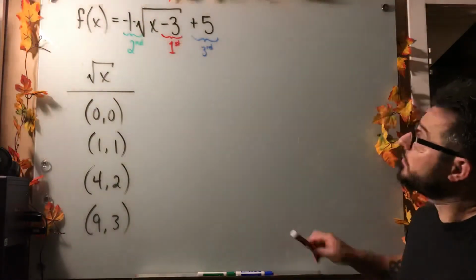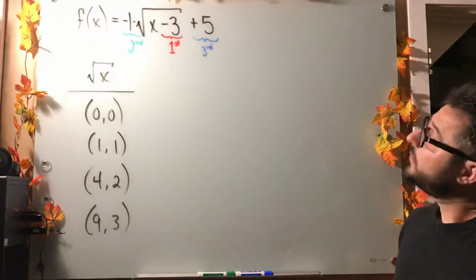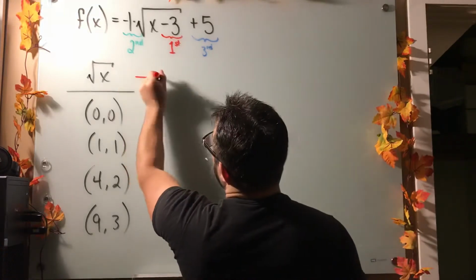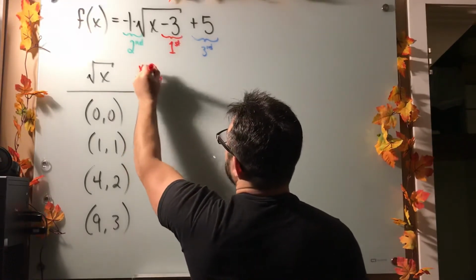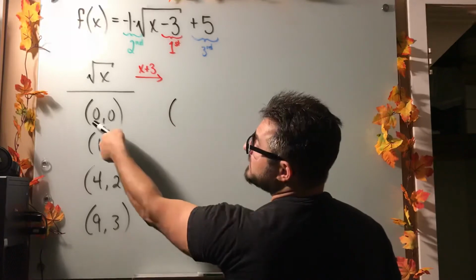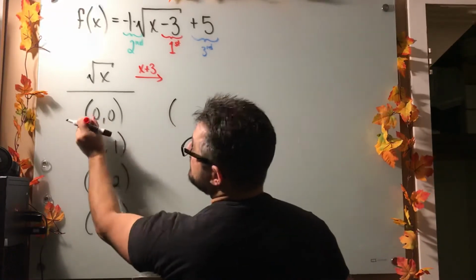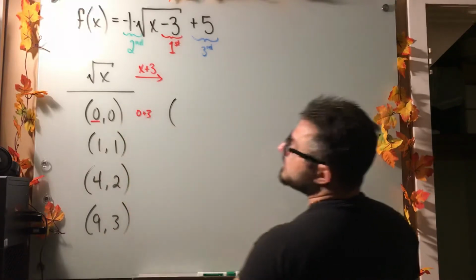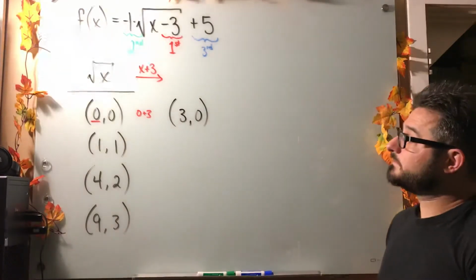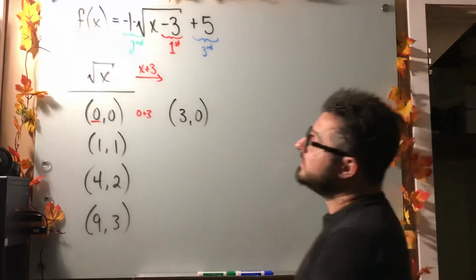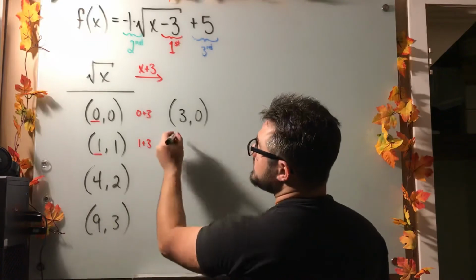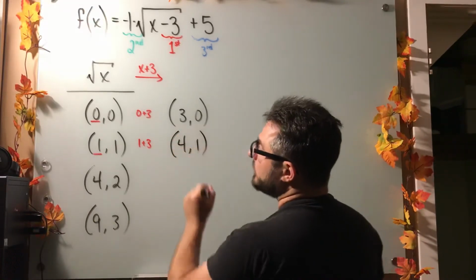Now, we have to do 3 things to this. We have to enact the horizontal shift to the right 3, and what we said is we can do that by taking every x coordinate and adding 3. So this x coordinate of 0 becomes an x coordinate of 3. Note that the y coordinate has been unaffected. This x coordinate gets 3 added to it and becomes a new x coordinate of 4. The y coordinate is still 1.